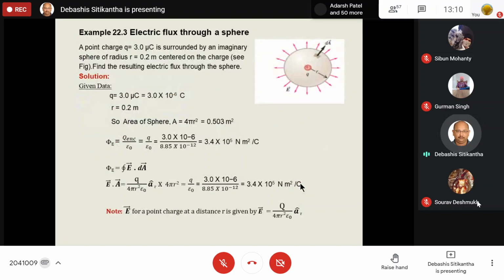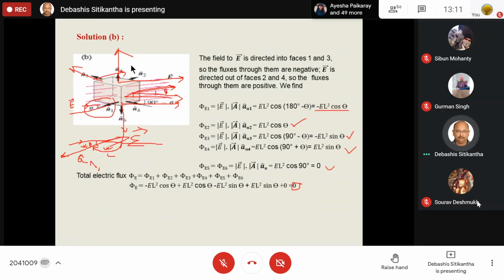Now the next problem is the electric flux through a sphere. Please don't look at this. Just read the question and try to solve it yourself. There is a point charge of 3 into 10 to the minus 6 coulomb. It is surrounded by an imaginary sphere of radius r is equal to 0.2 meter centered on the charge. That means it is the Gaussian surface. Find the resulting electric flux through the sphere. That's it. Now, how to solve this problem?